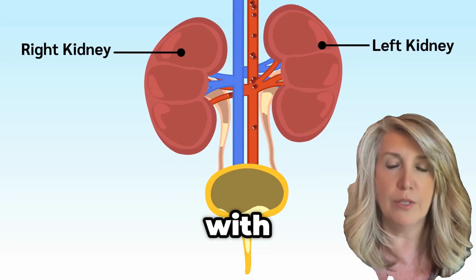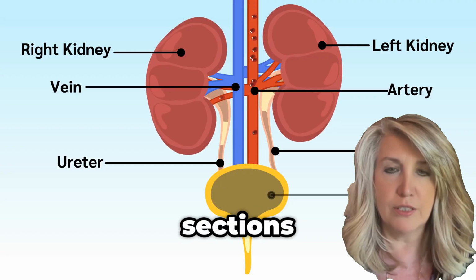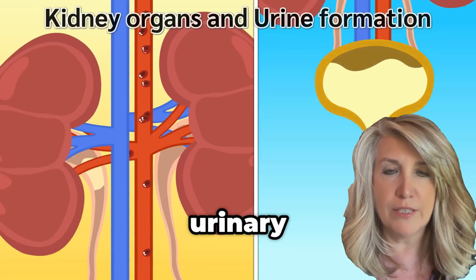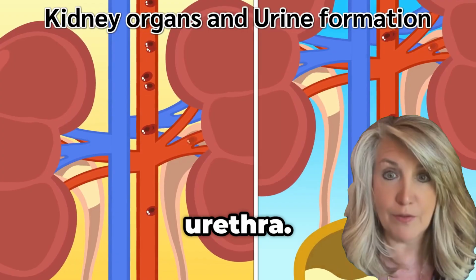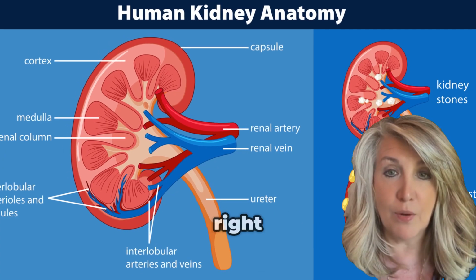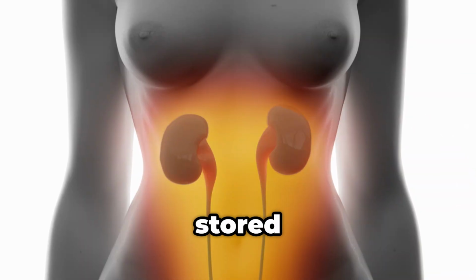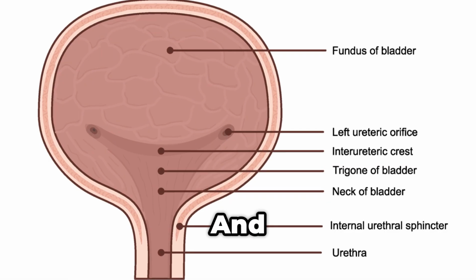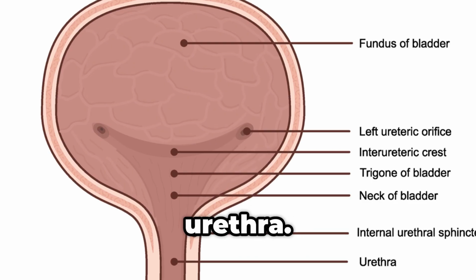Welcome. Let's start with urinary system anatomy so every label in later sections makes sense. The urinary system consists of the kidneys, ureters, bladder, and urethra. Here are the kidneys, right and left. Each kidney drains through a ureter. Urine is stored in the bladder. And finally, urine exits via the urethra.